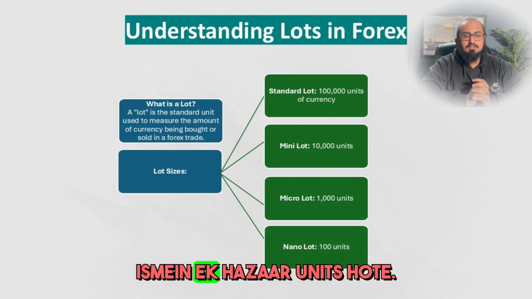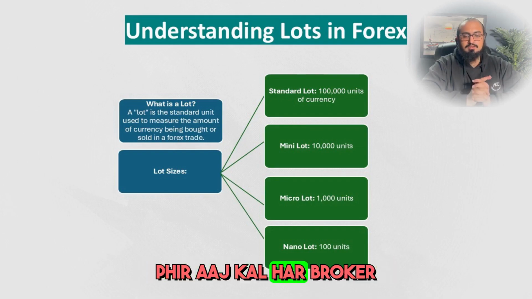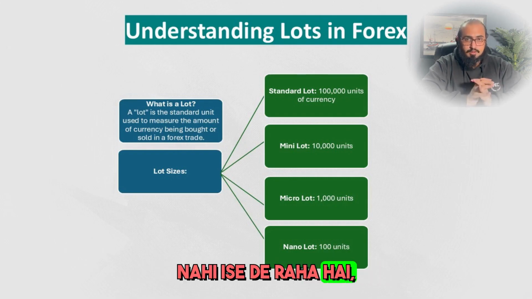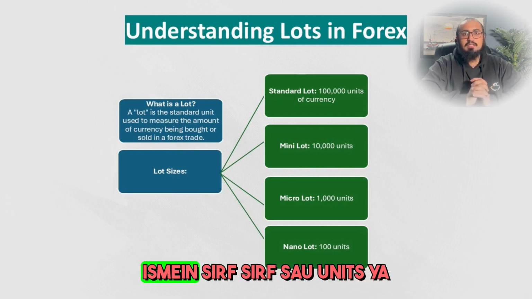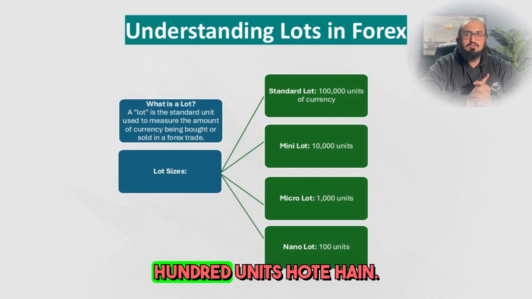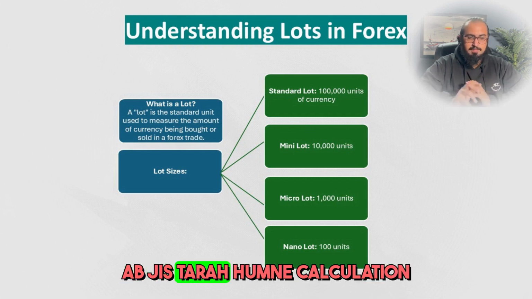Then 0.01 contains 1,000 units, which not every broker is providing these days, but some brokers are. We call it a nano lot. It contains only and only 100 units.